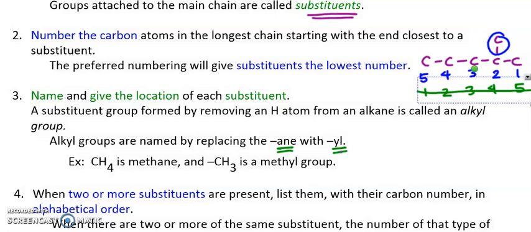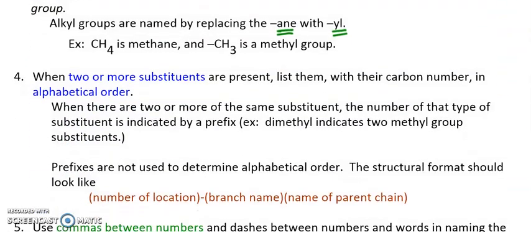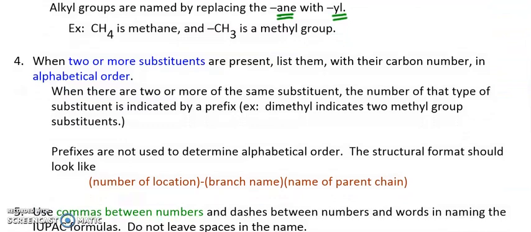3 carbons would be a propyl group, etc. And then you do, we'll get to the number in a sec. When 2 or more substituents are present, you list them with their carbon number in alphabetical order. So ethyl would come before methyl. If there's 2 or more of the same substituent, so if there's 2 methyls, for example, that would be a dimethyl. You use those same prefixes.